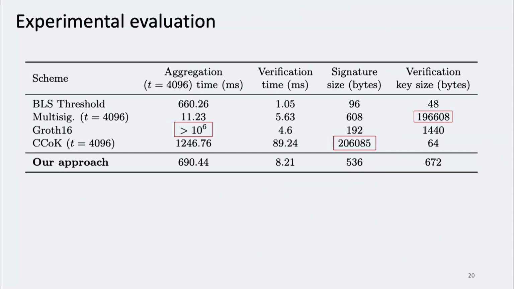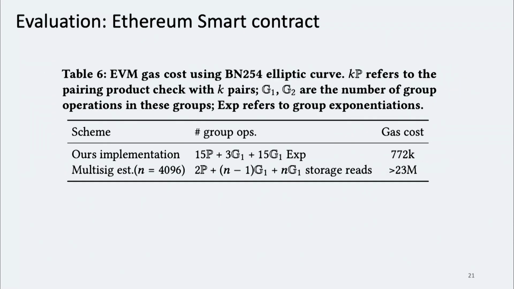And these savings will translate to gas savings if we deploy this on a smart contract. And we tried that. Signature verification using our construction would cost something like 800K gas. But if we use a multi-signature, the cost would have been several orders of magnitude higher.